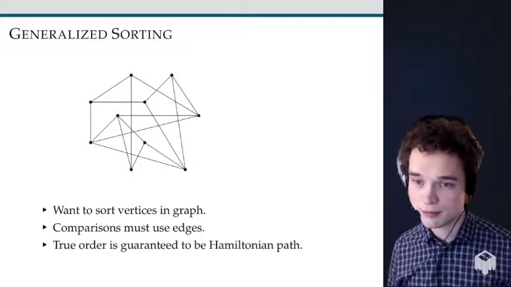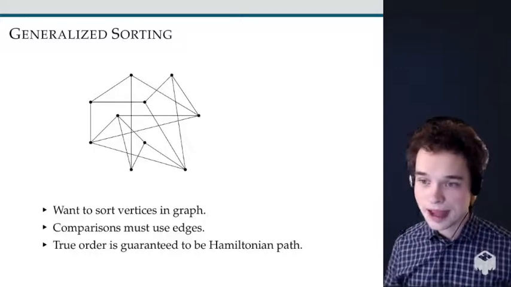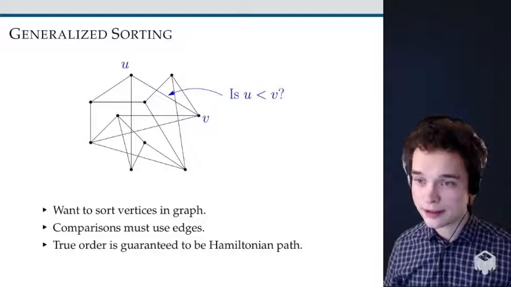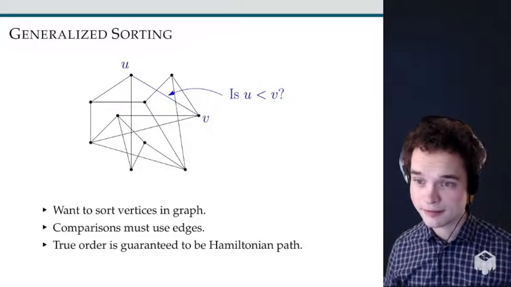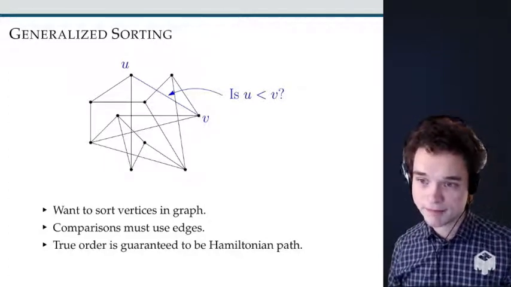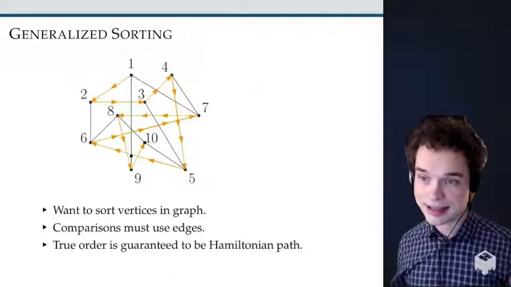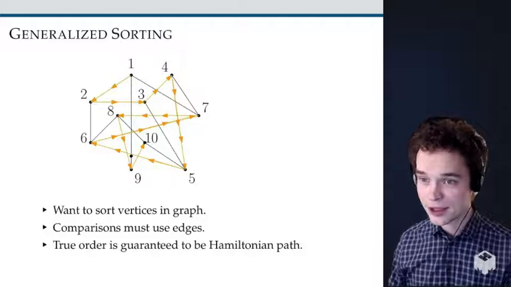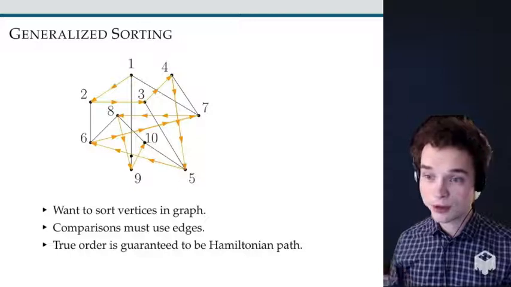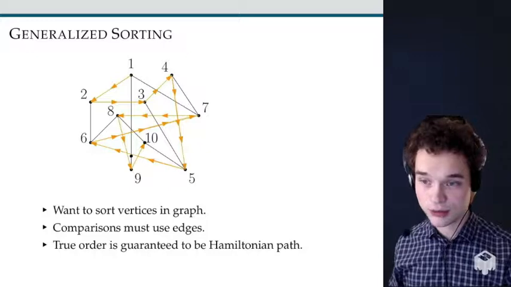In the generalized sorting problem, you're given a graph, and you want to sort the vertices in that graph. And you can compare pairs of vertices, but the catch is that you can only compare two vertices if they form an edge in your graph. Now, a priori, it might not be possible to fully sort the vertices in this way. But the other thing that you're guaranteed is that the true order of the vertices appears as a Hamiltonian path in your graph. So this means that at the very least, if you were just to query all of the edges in your graph, you'd be able to deduce what the true ordering of the vertices is. That's the generalized sorting problem.